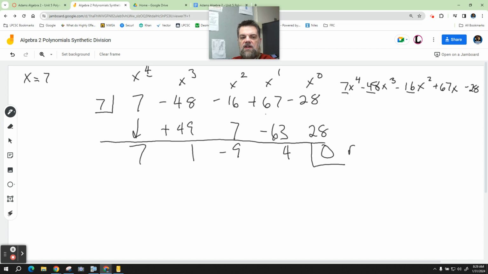You go 1 power less, so this is 7x cubed plus 1x squared minus 9x plus 4. Isn't that the same answer? See how that works? So that's it. That's all we have time for today.